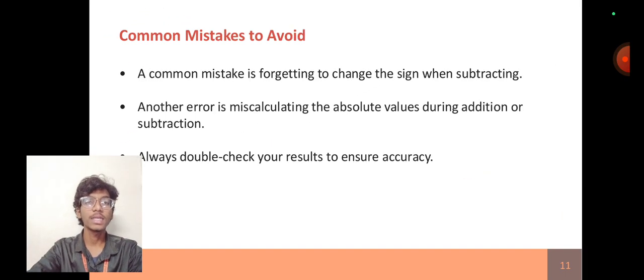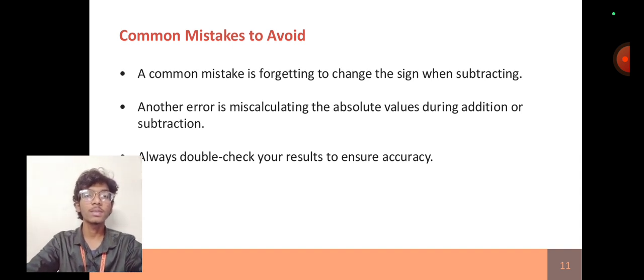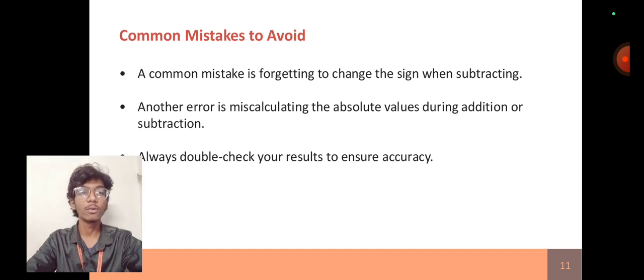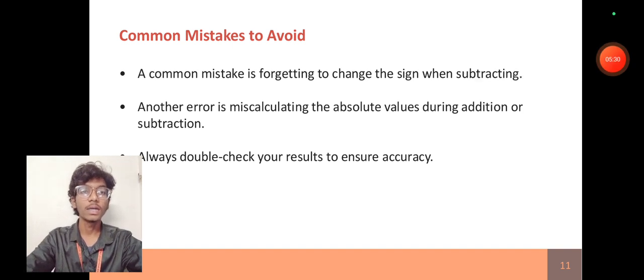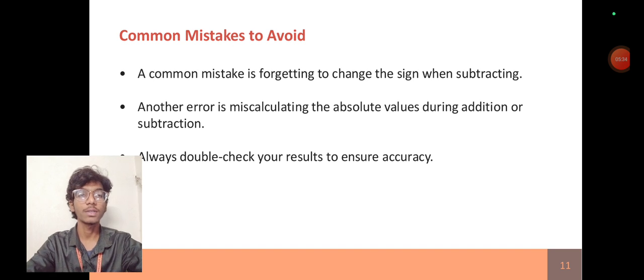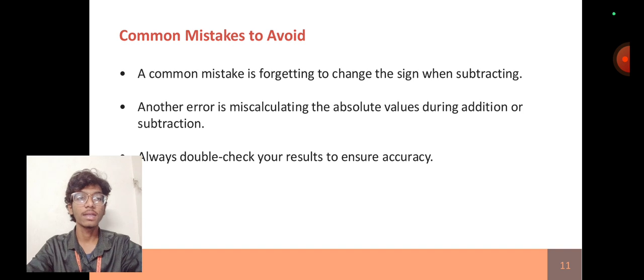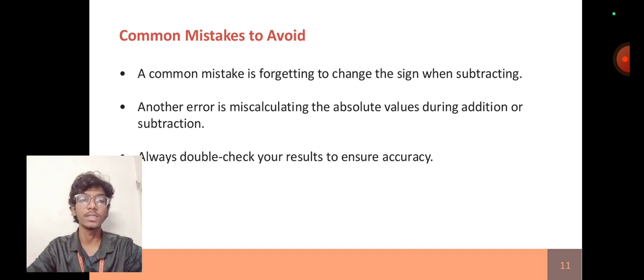Next, common mistakes to avoid. A common mistake is forgetting to change the sign when subtracting. It is the most important point of this subject. Another error is miscalculating the absolute values during addition or subtraction. We have to check once whether it is correct or not. So always double check your results to ensure accuracy.